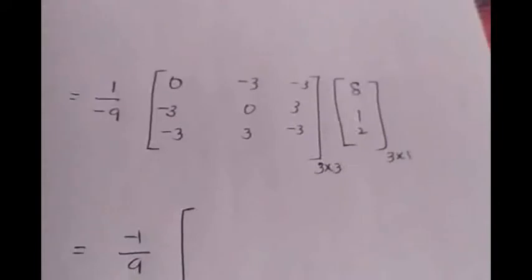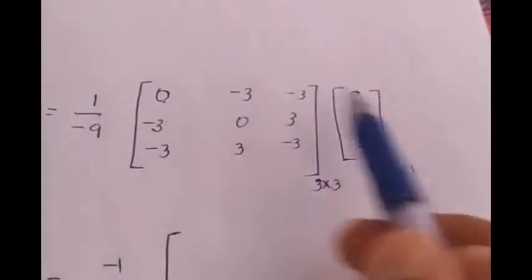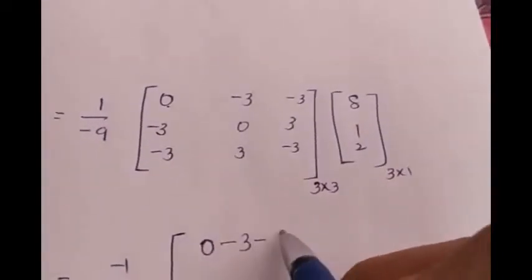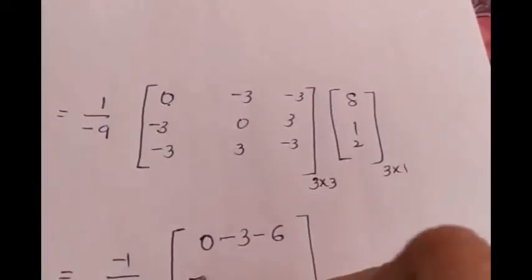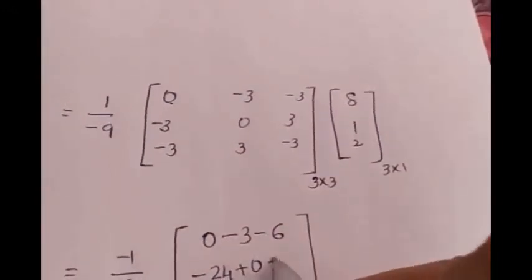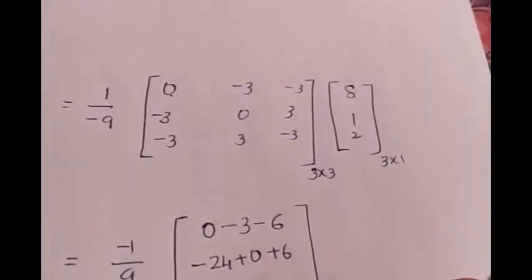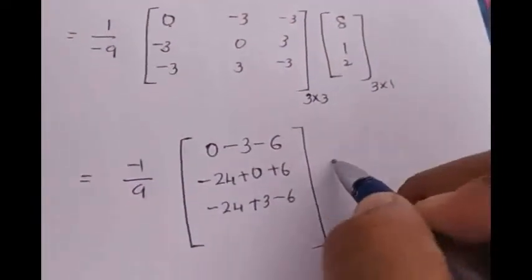We will check. So multiplying these two matrices, minus 1 by 9 into 0 into 8 gives you 0, minus 3 into 1 gives you minus 3, minus 6. Okay, the next element will be minus 3 into 8 is minus 24, plus 0, plus 6, and the last element is again minus 24, plus 3, minus 6. And it is again a 3 by 1 matrix, 3 rows and 1 column.